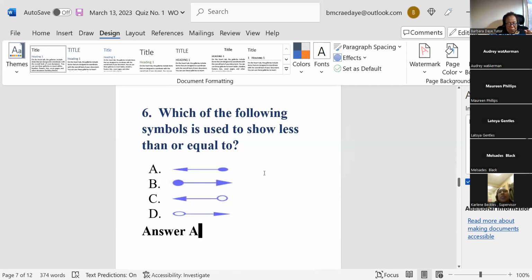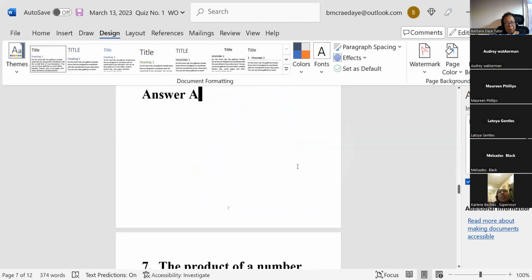So A is less than, because note, Audrey, going from right to left is decreasing. Going from left to right is increasing. Remember from your number line, 0 in the middle. As you go to the right, you're increasing. As you go to the left, you're decreasing. Got it?